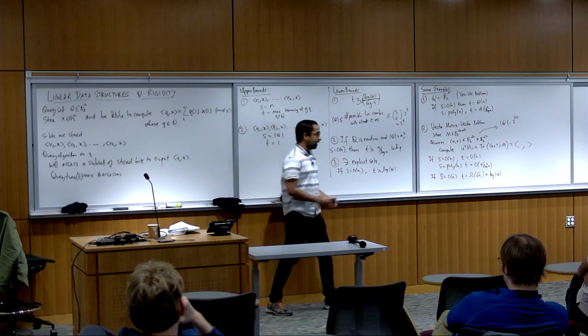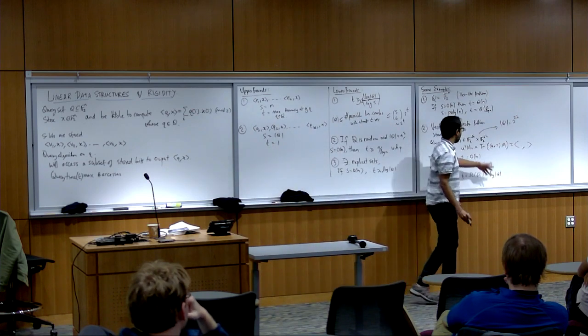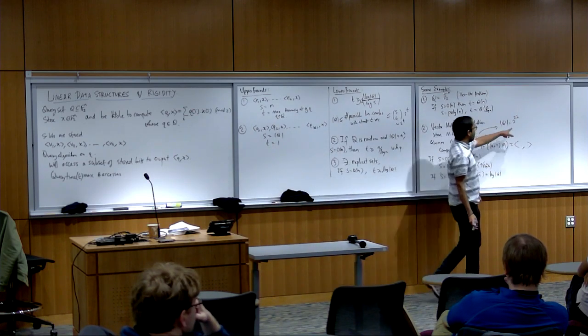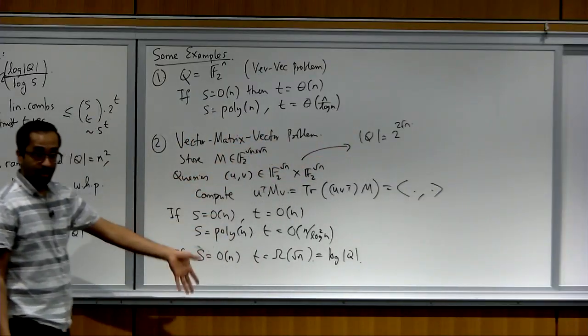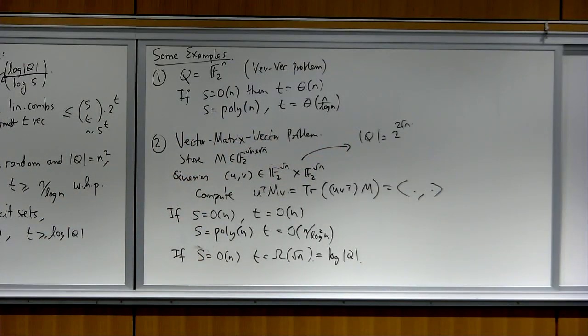Again, we're stuck at log Q, even though the query set is super large, and we don't know anything better than log Q to prove. Good. Any questions at this point about the model, some examples that we saw, the bounds that I showed?